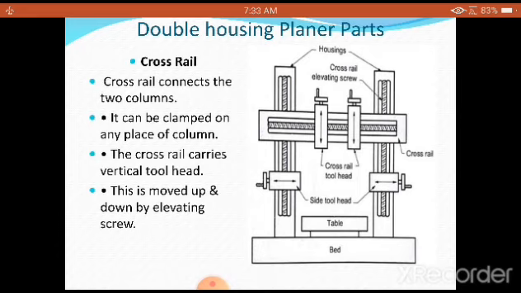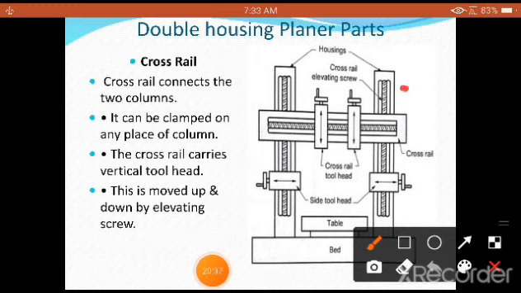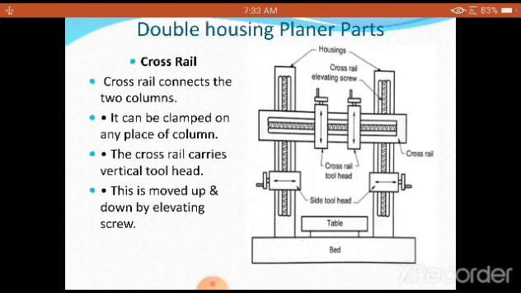That is the main purpose of using the cross rail. This is moved up and down by elevating screws. Okay, that is very, very important. The cross rail is made to move up and down with the help of elevating screws in the housings, which can be clamped at the required position.